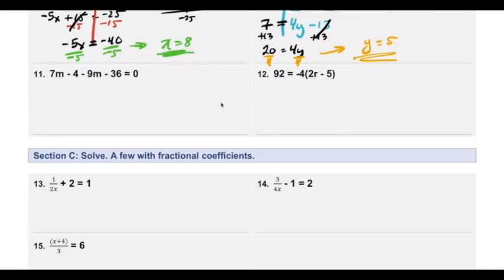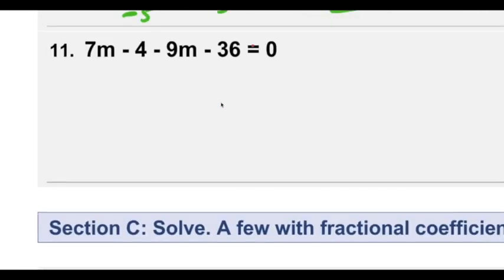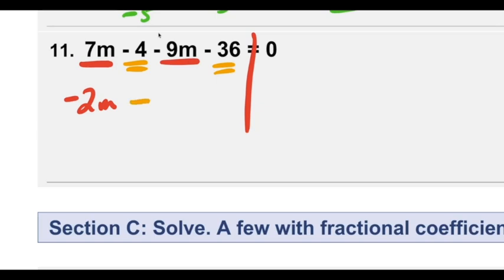Okay, let's keep on going. Same concept here. There's my equal sign. You notice it's 0. We do the exact same thing. My first one, I add like terms. 7m and -9m. I can add those up. I'm gonna get -2m. And then I could add the -4 with the -36. It's gonna give me -40 equal to 0.